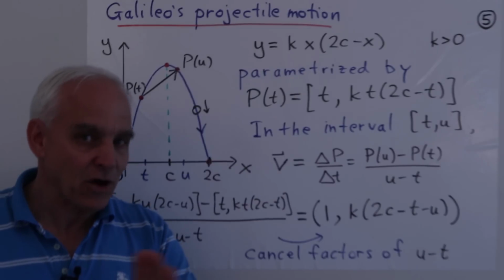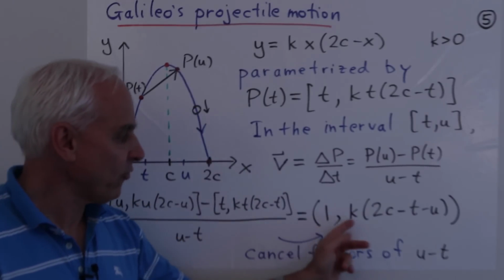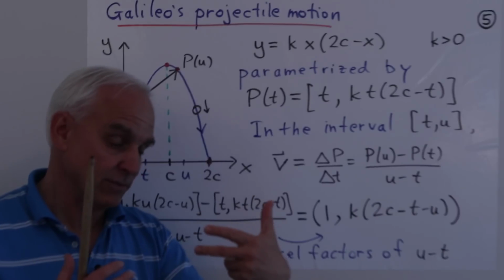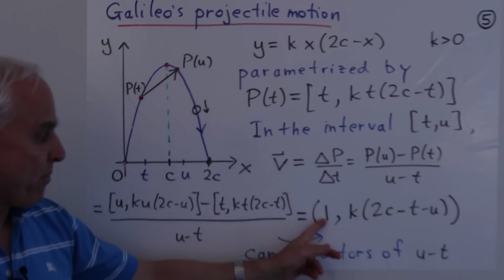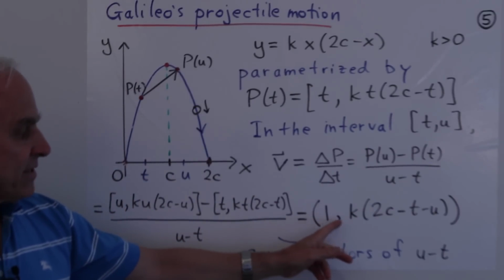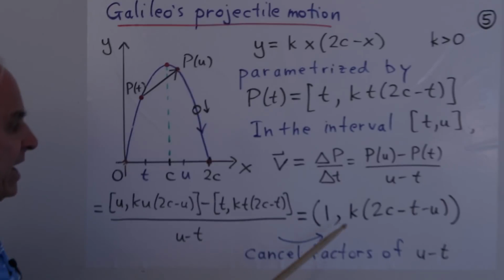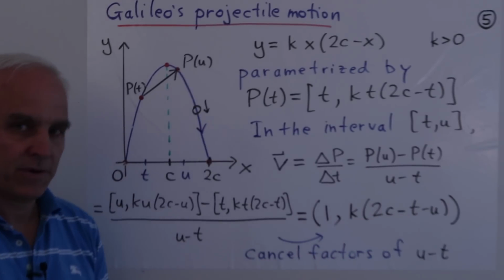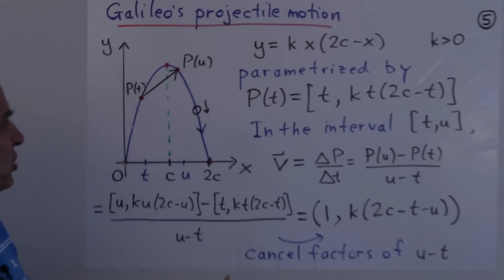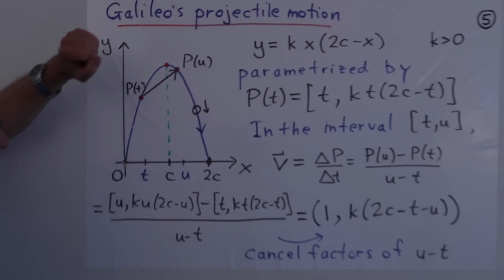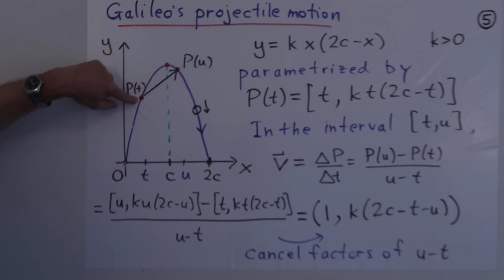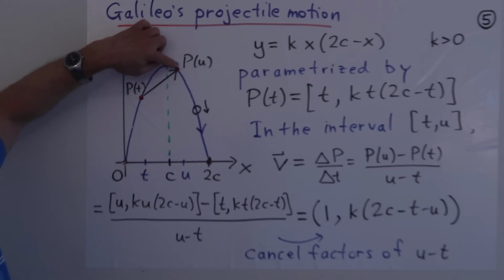So after we've done all that cancellation, here is what remains. We first of all get a vector, because we have a difference of points, which is a vector. The first component is 1, and the second component is k times 2c minus t minus u. So that's an expression for the velocity between the particle at time t and time u.